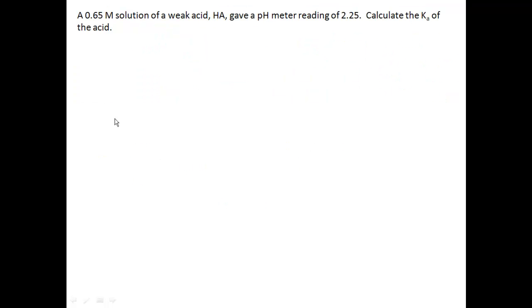Okay, I have a 0.65 molarity solution of a weak acid HA. It gave a pH meter reading of 2.25. Calculate the Ka of the acid. Okay, so you have a weak acid, HA plus water gives me hydronium ion plus A minus. Once again, we're talking about an ICE table type thing. So you have some ICE table here.